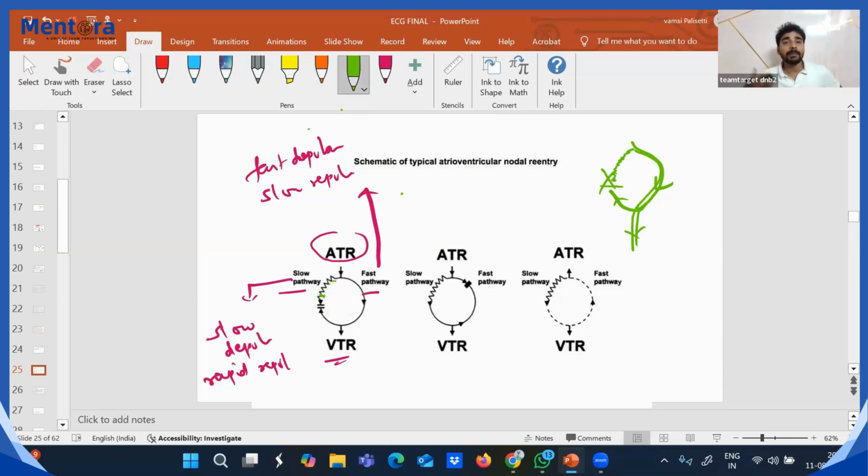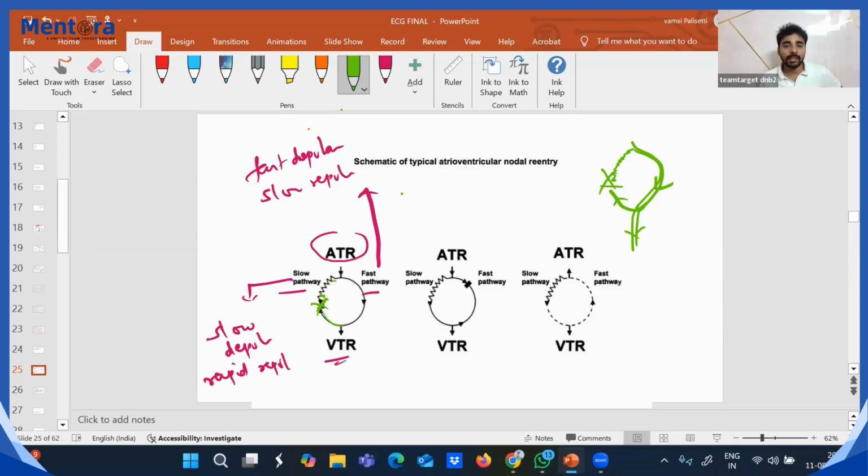In this phenomenon, if suddenly a premature complex comes, what will happen? Let's see. Normally a normal complex comes, goes to the fast pathway, and goes to the ventricle. It cannot go through the slow pathway because it's already in the repolarization phase. So it ends here and no re-entry happens. So the complex always goes to the fast pathway and depolarizes the ventricle. But sometimes a premature complex can come.